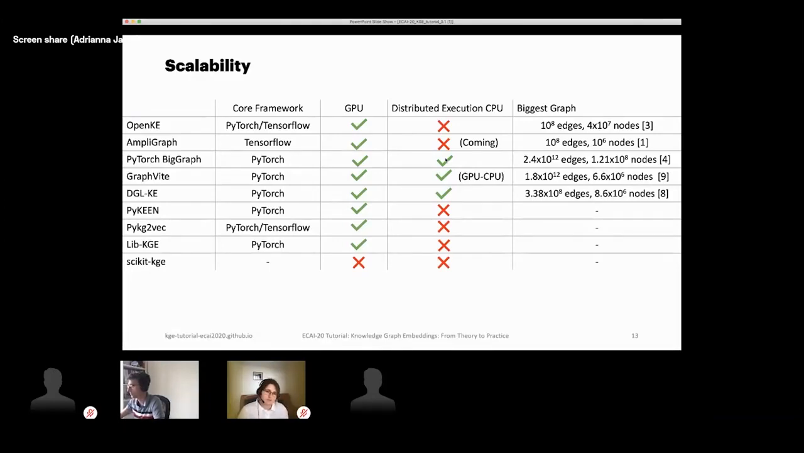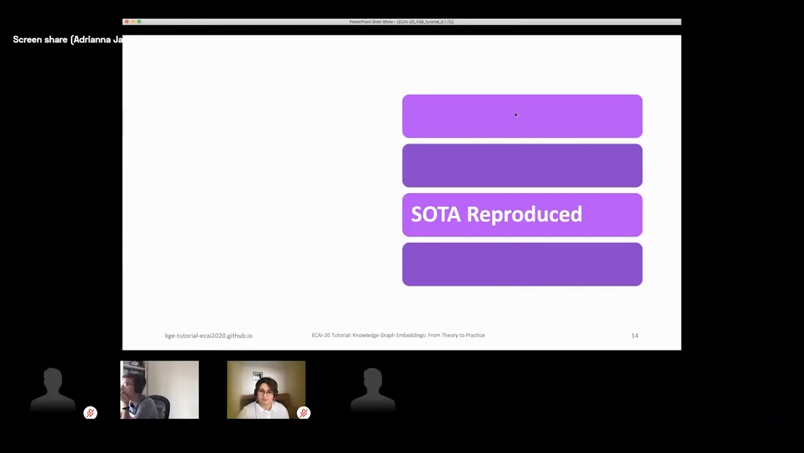Also, another important aspect is the core framework. Different libraries support different frameworks like PyTorch, TensorFlow. The majority support PyTorch, but if you are familiar already with TensorFlow, it may be more comfortable for you to use a library that supports TensorFlow, like AmpliGraph, OpenKE, or PyKG2Vec. On the right-hand side, you also have the biggest graphs reported by the paper.